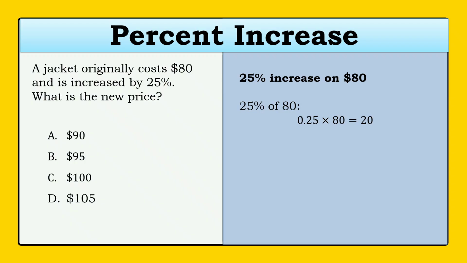So we change percent to decimal. We have 0.25 times 80, and this is equal to 20. Next, add to original. So 80 plus 20 is equal to 100. And our answer is letter C, $100.